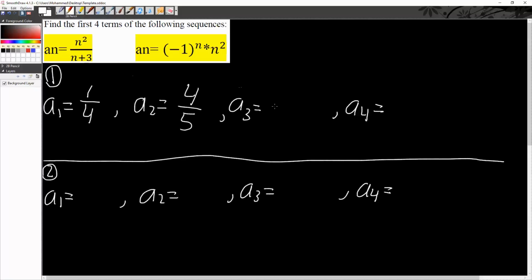Now we do 3. 3 squared is 9. 3 plus 3 is 6. We can simplify it or we can just keep it in this form. And lastly we do 4. So 4 squared is 16. 4 plus 3 is 7.